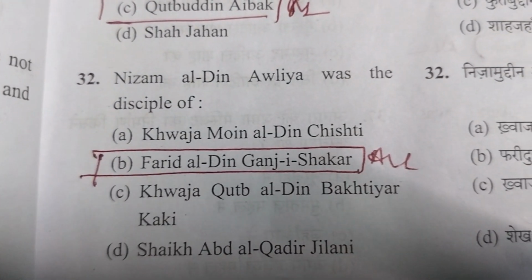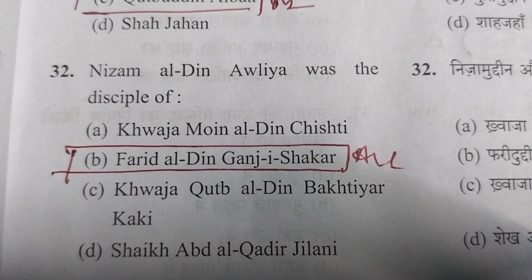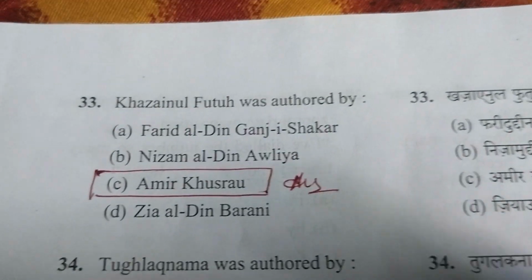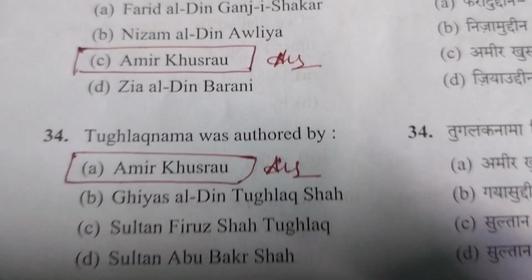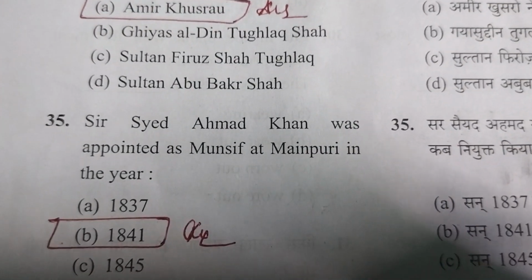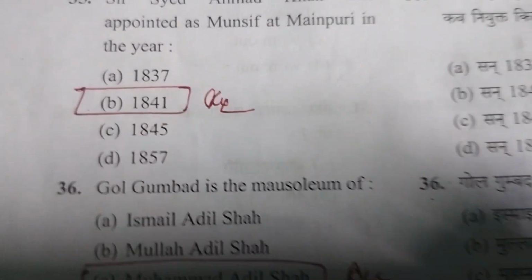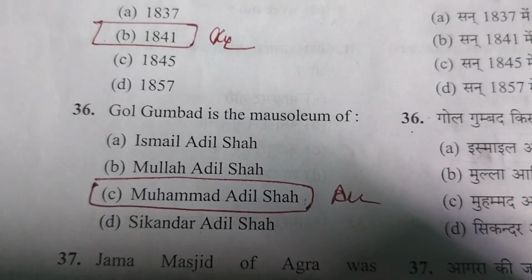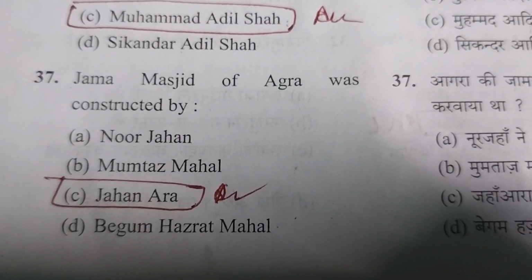31. Epithet Lakh Baksh was associated with C, Qutubuddin Aibak. 32. Nizamuddin Aulia was the disciple of B, Farid Uddin Ganj-i-Shakar. 33. Khazain-ul-Futuh was authored by C, Amir Khusro. 34. Tughlaqnama was authored by A, Amir Khusro. 35. Sir Syed Ahmad Khan was appointed as Munshi at Mainpuri in B, 1841. 36. Gol Gumbad is the mausoleum of C, Muhammad Adil Shah. 37. Jama Masjid of Agra was constructed by C, Jahan Ara.